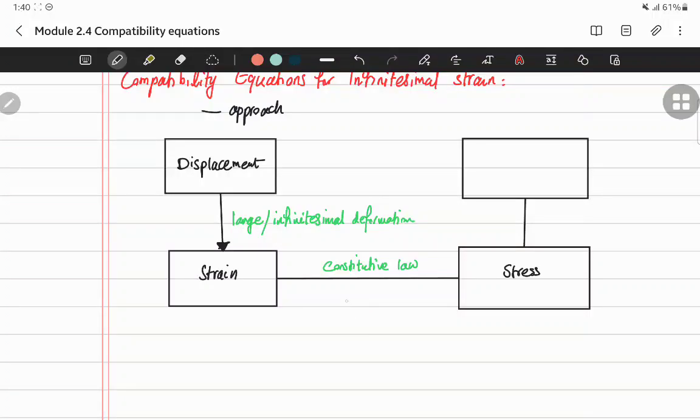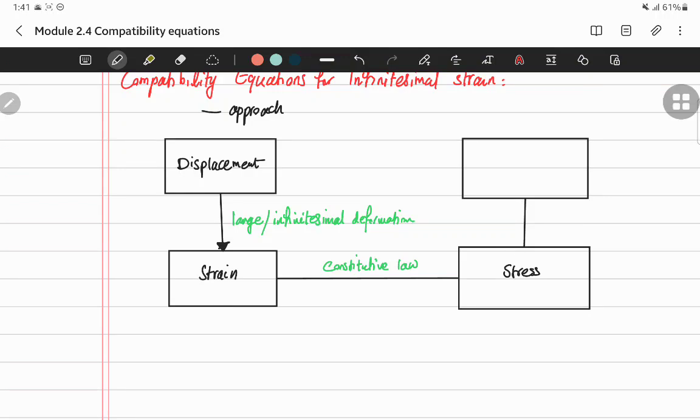For example, you already had in your mechanics of materials course that sigma is equal to E epsilon, where E is the Young's modulus here, not the infinitesimal strain tensor. Epsilon is the strain and sigma is the stress. So based on this, we can draw a connection between the strain and the stress.